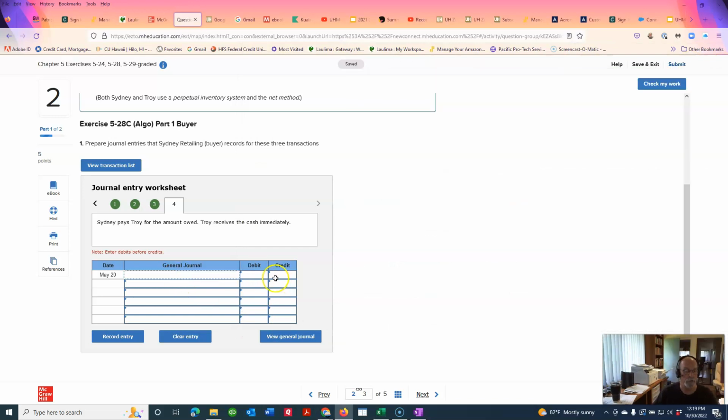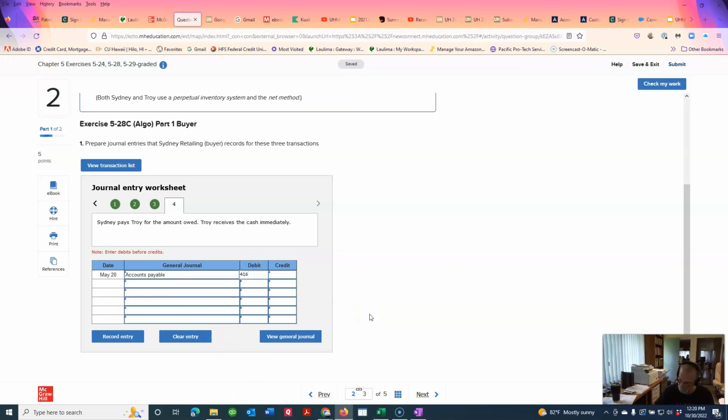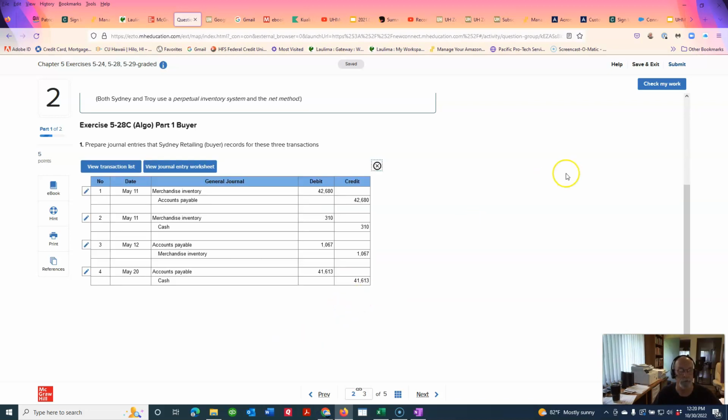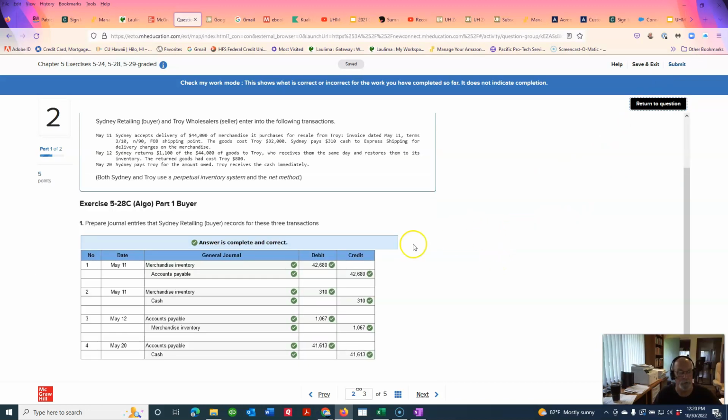And so we are going to debit accounts payable. What is the amount again? Our amount was 41,613 as a debit, and a credit to cash of 41,613. And so we can look at all of our journal entries and we are okay.